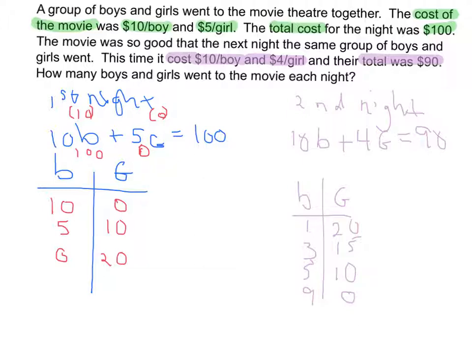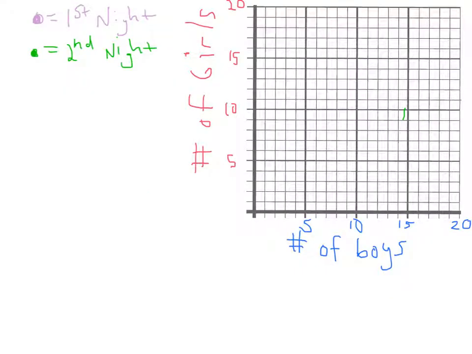Okay. Well, we're going to graph these 2 lines, and so our first night, we notice we have the number of boys on the bottom. That's our x value. So our b is our x value, and the number of girls is our y value. So the g is our y value.